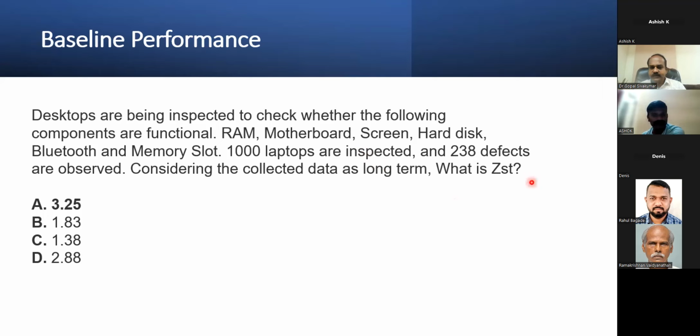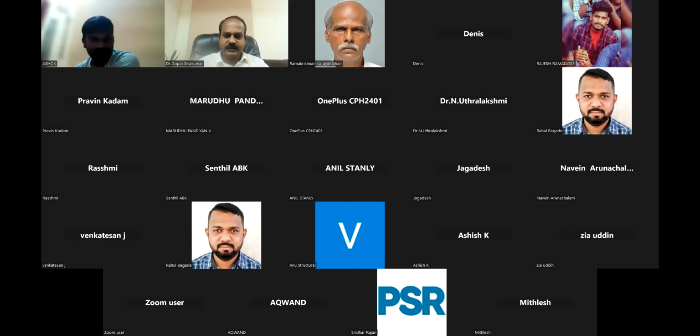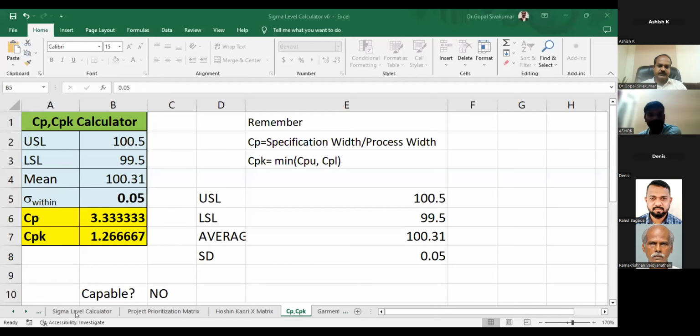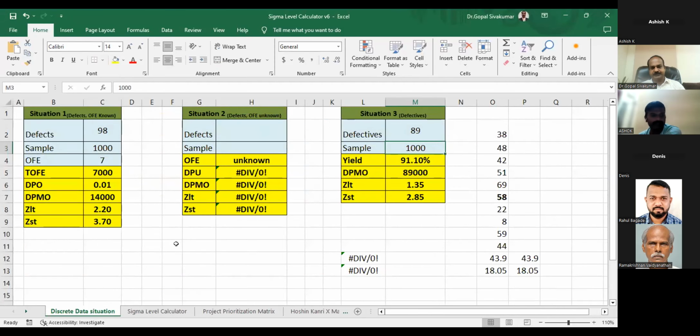They noticed 238 defects. Now for this scenario, you need to calculate ZST. All of you understand the scenario? Yes, sir. Now how will you solve this scenario? 3.25, sir, by using Excel. Very good. So the sigma level calculator, I think the previous one.